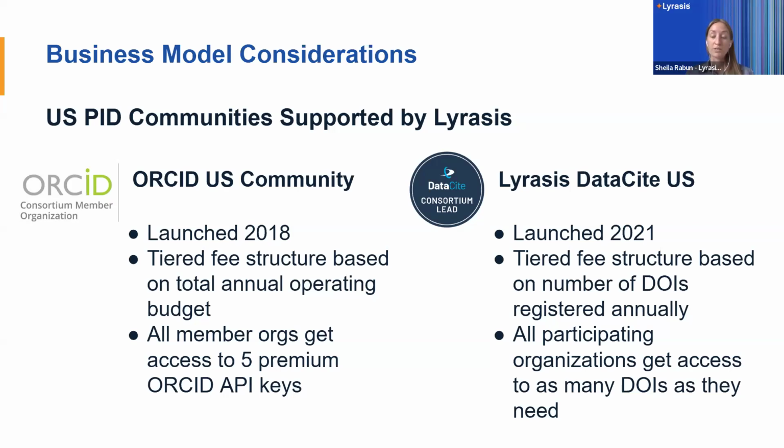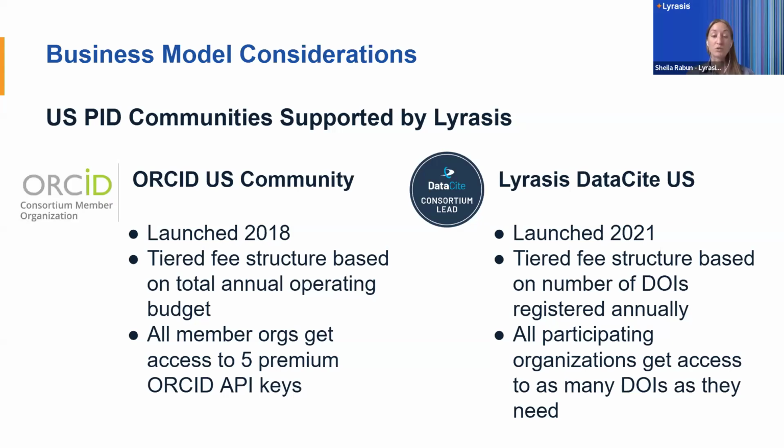The other one is our Lyrasis DataSite US community. So this is a DataSite consortium for organizations that want to assign DOIs to their own local materials. And that one is also open to any nonprofit in the US. That one has a tiered fee structure that is not based on annual operating budget, but rather on the total number of DOIs that each organization registers annually. So that's a little bit of a different model, but of course, all participating organizations get access to be able to create as many DOIs as they need.